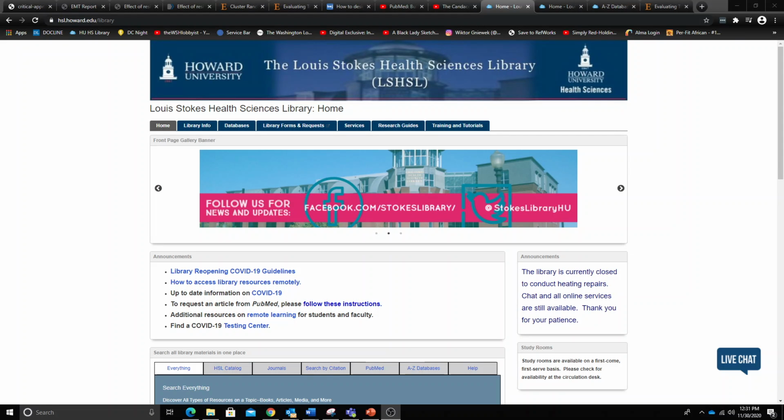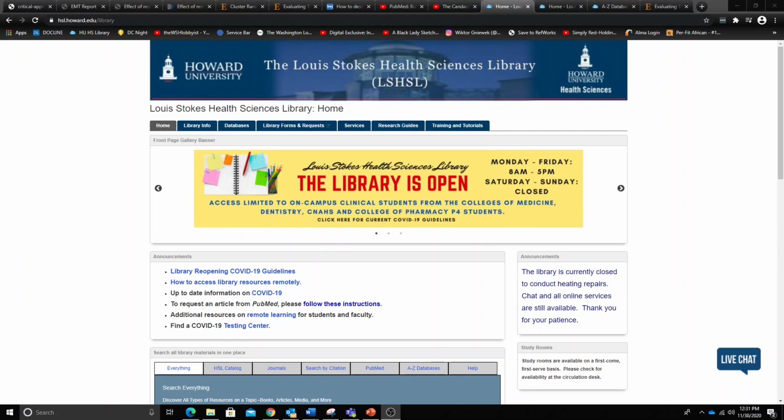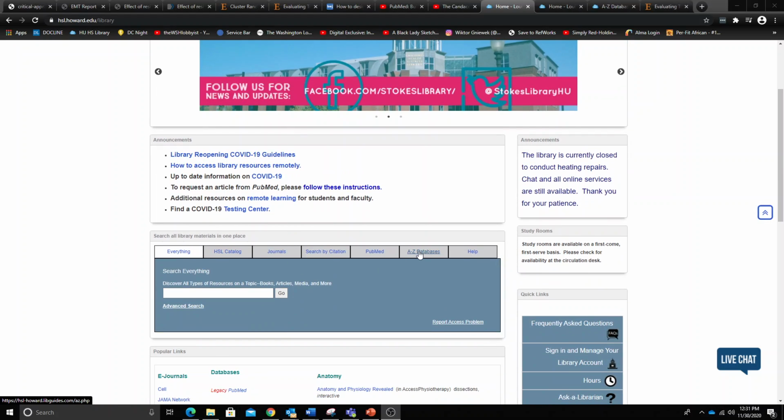If you're not familiar with the intricacies of clustered randomization, you will need to investigate this topic through Science Direct. Science Direct can be accessed through the library's homepage at www.hsl.howard.edu. You're going to scroll down to the search box and click A to Z databases.